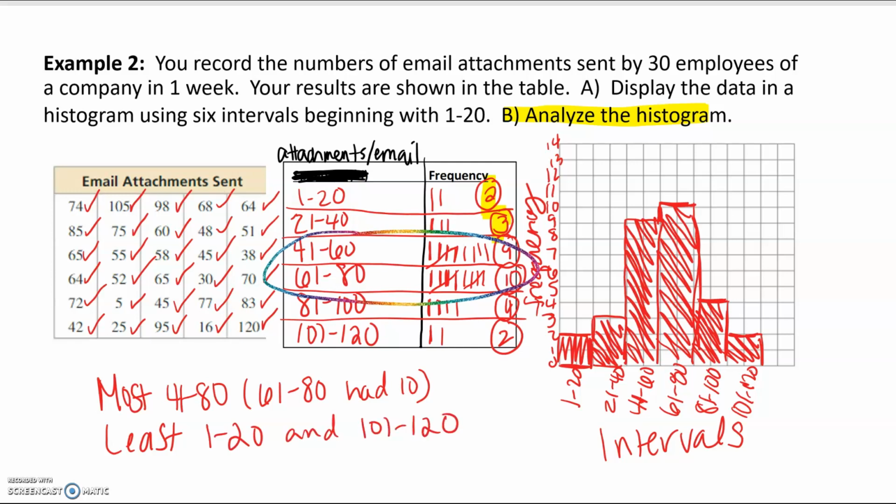Okay, so most people fit somewhere in between 61 and 80. 41 to 80 was also very close. We had 9 and 10 there, and then our least was between 1 and 20 and 101 and 120. There were only 2 that had those many attachments.